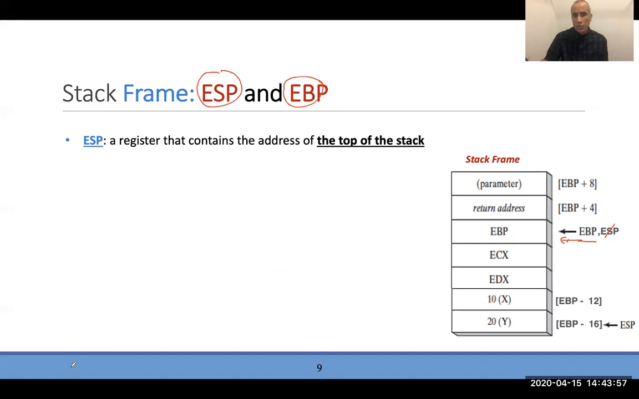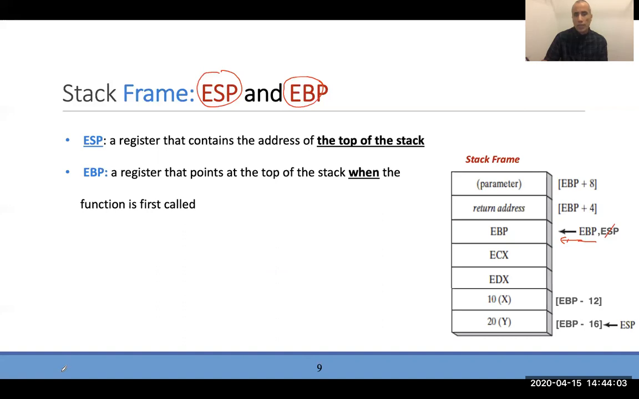The stack pointer is always pointing at the top of the stack, right? This is a fact that we know. And every time we push or pop, the stack pointer moves all the time. So it grows and shrinks at different rates, or at different times. It depends on how one function calls another. All right, so the base pointer right here points at the top of the stack when the function is first called. So it's kind of a fixed point.